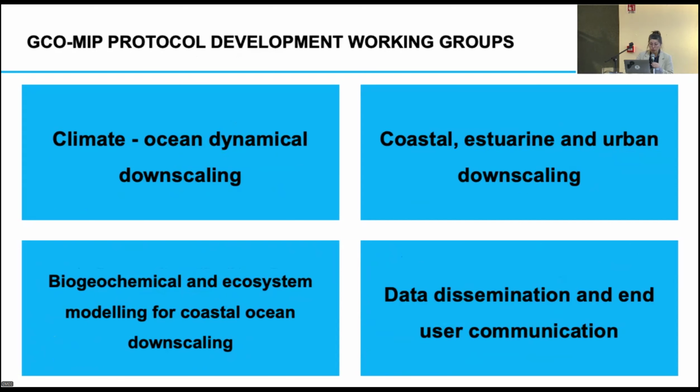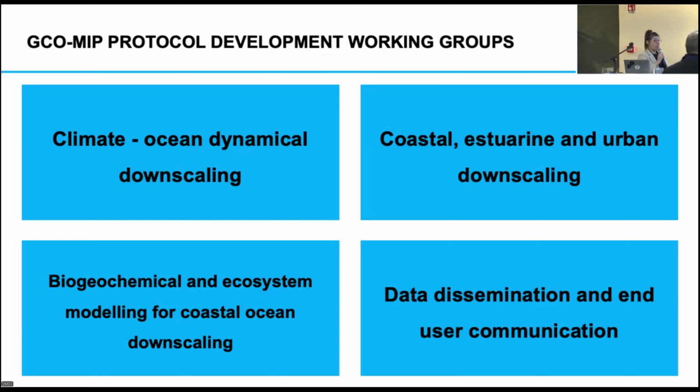So the way we envisioned moving forward is to start forming subgroups that will set up the protocol and how we should be moving forward towards the GCO MIP. Initially, me and Jason were thinking that these work groups can be divided based on the themes we had on Monday. One would be on climate ocean dynamical downscaling, involving some technical aspects. The other can be on the coastal, estuary, and urban downscaling.